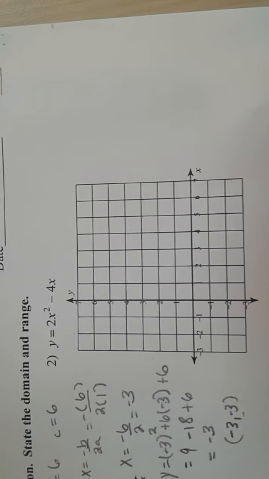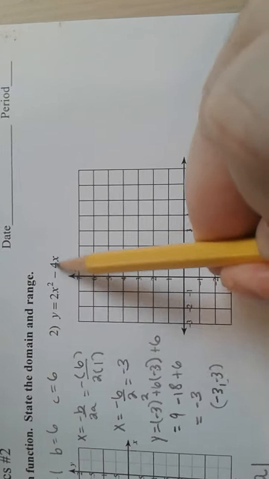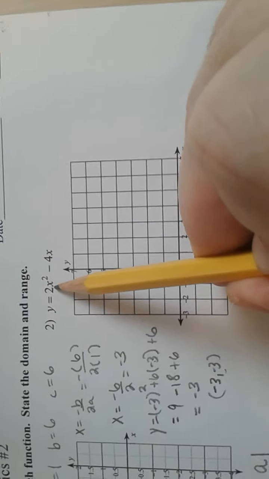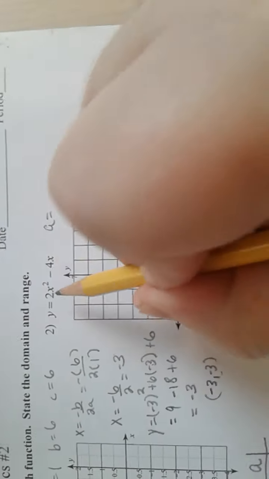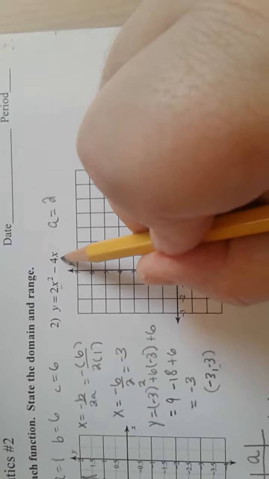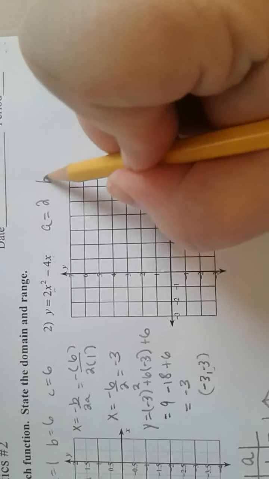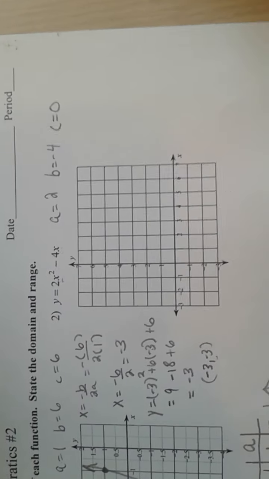Okay, as we look at number 2, y equals 2x squared minus 4x, I quickly notice that this is only two terms. So one of the pieces, a, b, or c, is going to be 0. A is always the number in front of my x squared. Now I need to take a look: is this the b or my c? Well, it's in front of the x value, so that's my b value. That means my c value is 0.